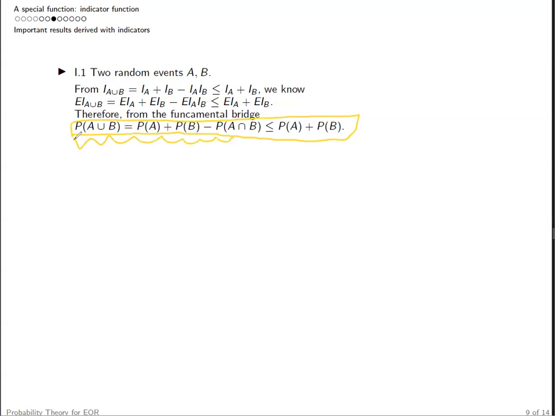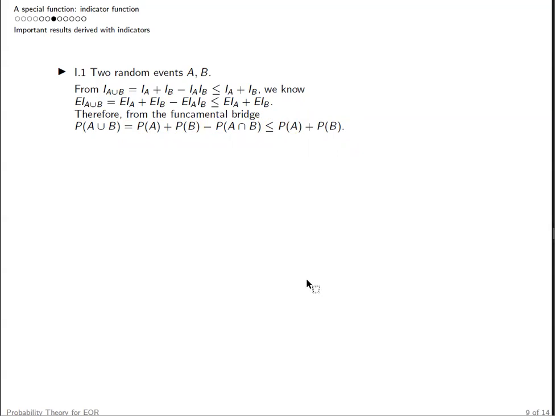So indeed, the relations among indicator functions directly lead us to the inclusion-exclusion principle concerning two random events. And the inequality here also shows that if we don't take into account the overcounting, we will have a larger value here, right? So we have to take into account the overcounting part to have an identity. This is the case with two random events.